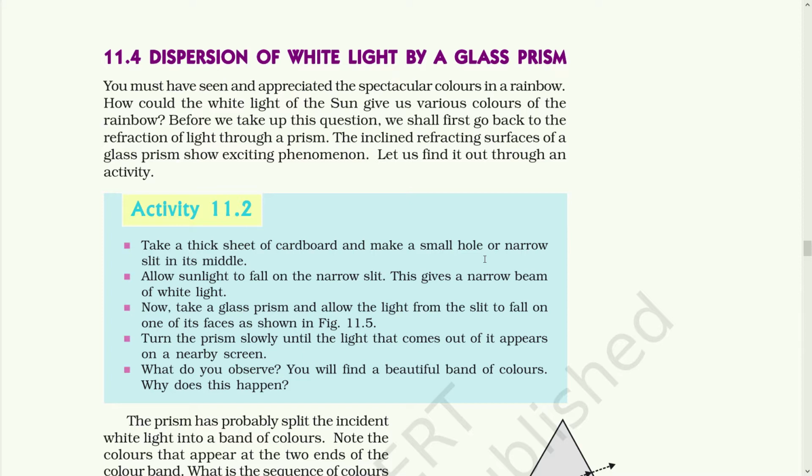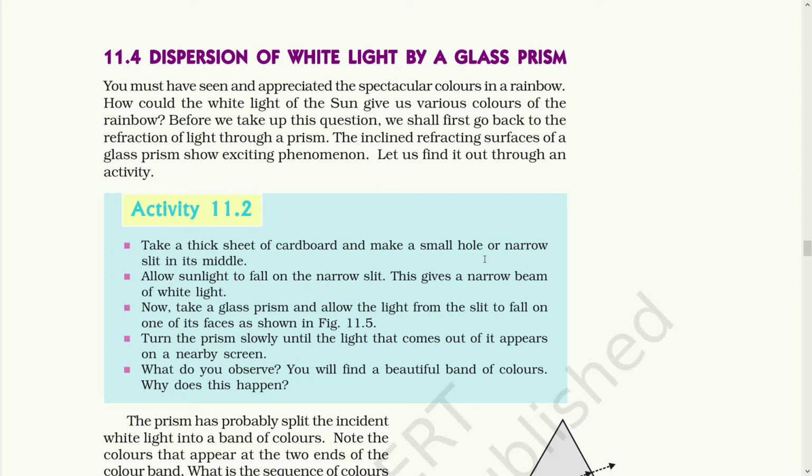You must have seen and appreciated the spectacular colors in a rainbow. How could the white light of the sun give us various colors of the rainbow? Before we take up this question, we shall first go back to the refraction of light through a prism. The inclined refracting surface of a glass prism shows an exciting phenomenon. Let us find it out through an activity.